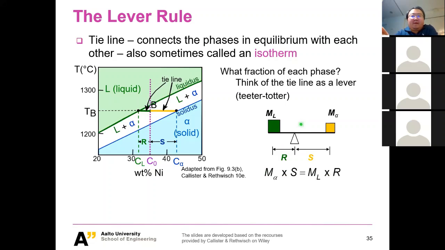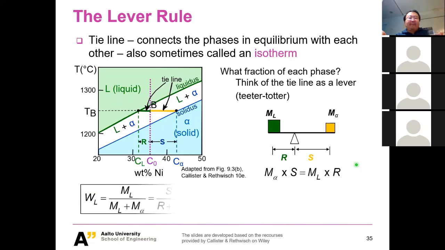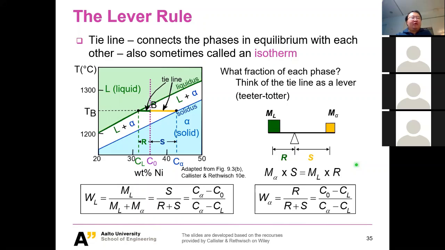So you will easily get such an equation: the mass times the distance will be equal to each other from both sides. This is the so-called lever rule. I think everybody is familiar with this. And with this equation, you can determine the weight fraction of your liquid and solid solution.